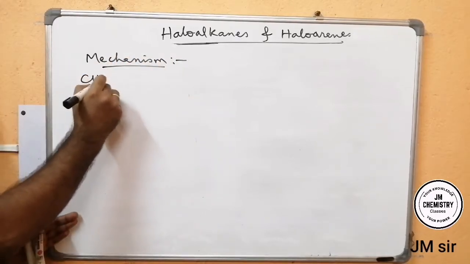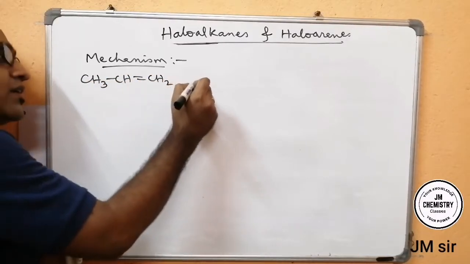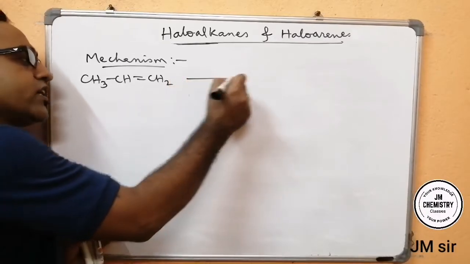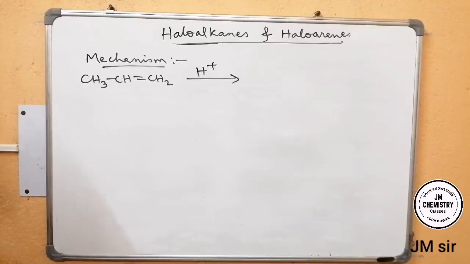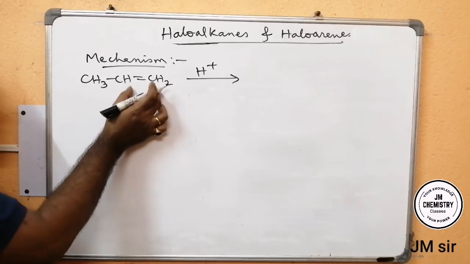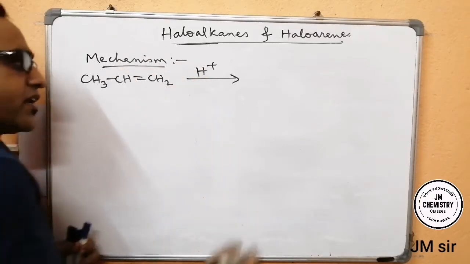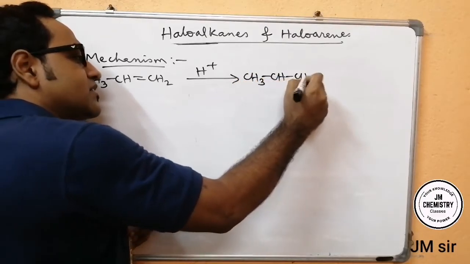Now you are having CH3-CH=CH2. HBr, HCl, HI are acids, so they produce H+ ion. So the first step of the mechanism is addition of H+ ion to the double bond. The pi electron cloud of the double bond will attack the H+ ion and it will form CH3-CH-CH3.